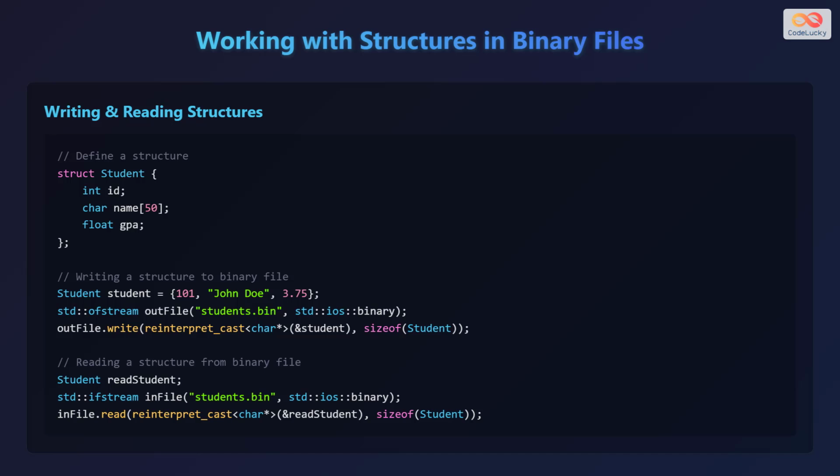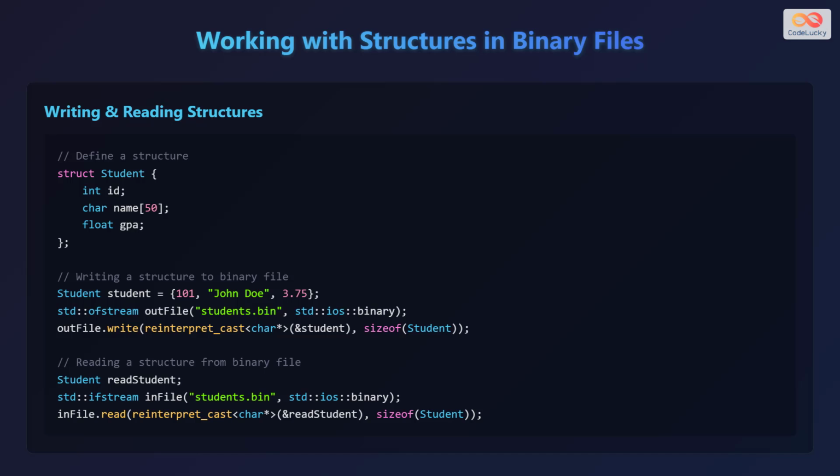First, we define a structure called student, which has an integer ID, a character array for the name, and a float for the GPA. To write a structure to a binary file, we first create an instance of the student structure and populate it with the data. Then we open a file in binary mode using std::ofstream outFile("students.bin", std::ios::binary). Finally, we use the write function, along with reinterpret_cast and sizeof, to write the entire structure to the file.